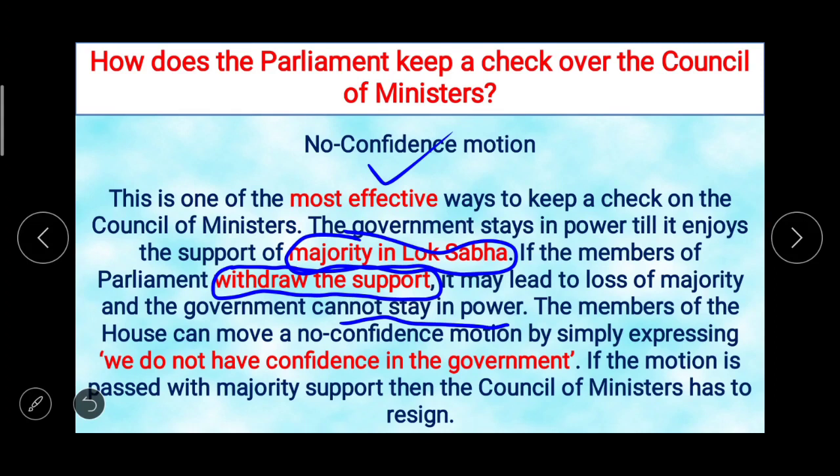But here one thing is very important, non-confidence motion, which is the most effective way to keep a check on the council of ministers. Now here in this topic we discussed the structure of the union government, president, election of the president, powers and functions of the president, prime minister and the council of ministers, functions of the prime minister, how parliament keeps a check over the executive, in that discussions and debates, question hour, 0 hour, no confidence motion. And now there is an extensive bureaucracy that works under the executive, and that we'll study in the 6th chapter.